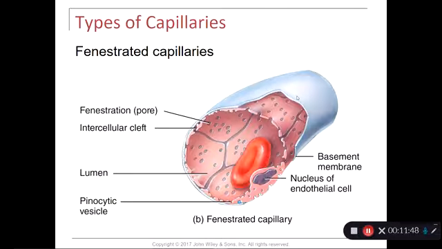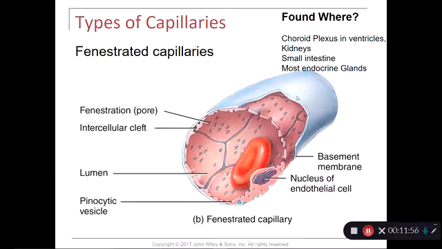Fenestrated just means that it's a little bit holier, and so things can sneak through quite nicely. It's more of a pinocytosis. Where do you find these? Well, that's like the choroid plexus and the ventricles for your cerebrospinal fluid. You can find it in your kidneys, in your small intestines, and in some endocrine glands.